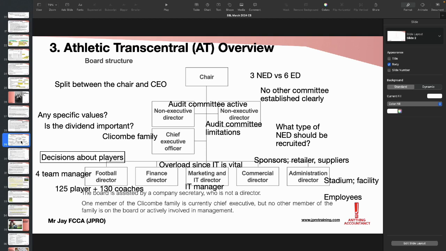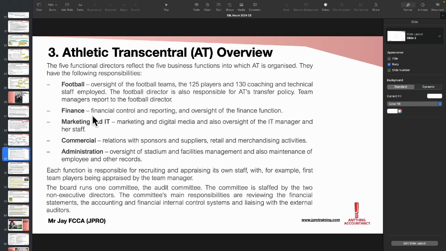Remember, the football director is busy with the football playing and all that. So remember, football: oversight of the football team, coaching. The football director is for transfer policy. Now, should he be involved, or should the commercial manager be involved, or should the admin manager be involved? This is the big question mark. Who should be involved as a sponsor?